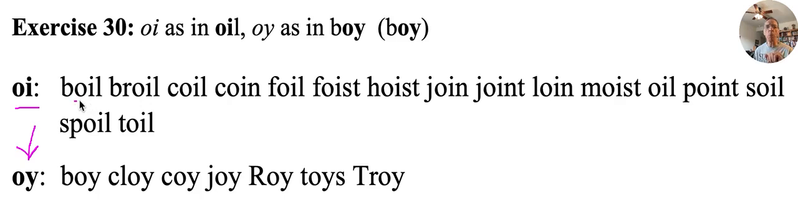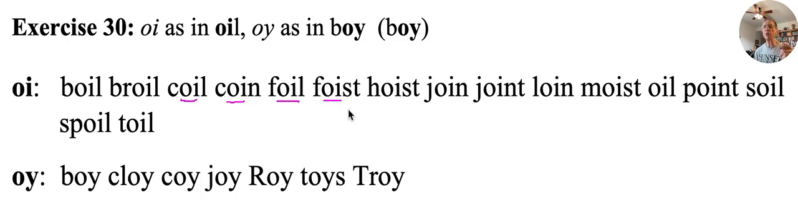So we have boil, put water on a stove to boil. Broil is when you put something in the oven and heat it really hot and cook it really thoroughly. You broil it. Coil, when you wrap something up, it's a coil. Coin, nickels, dimes, pennies, these are coins. Foil, like tin foil.